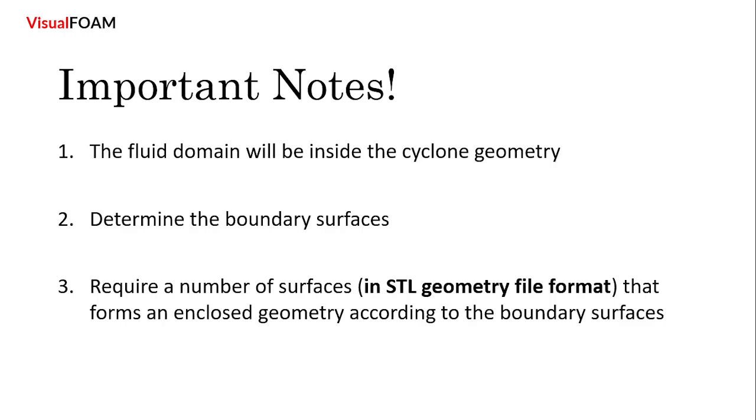After we determine the boundary surfaces, the next step is we have to prepare a number of surfaces, and of course in STL geometry file format, that form an enclosed geometry according to the boundary surfaces that we have determined in the previous step. So these three pieces of information are very important.